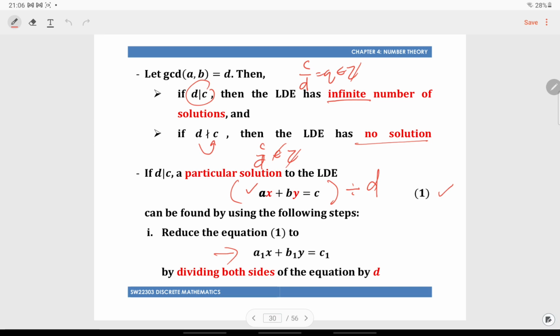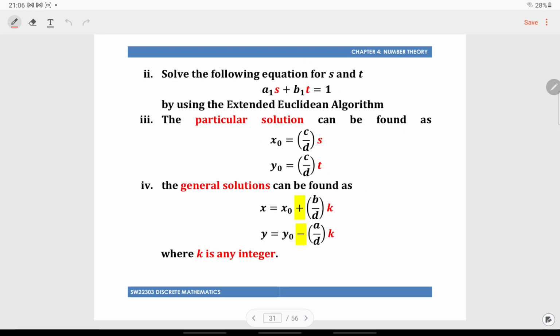Okay, we obtain this equation. Next, solve the following equations for S and T. We have the smaller value of A, which we denote as A1 after we divide by D. So A divided by D, the outcome is A1. Likewise, the original B, we divide by D, the outcome is B1.